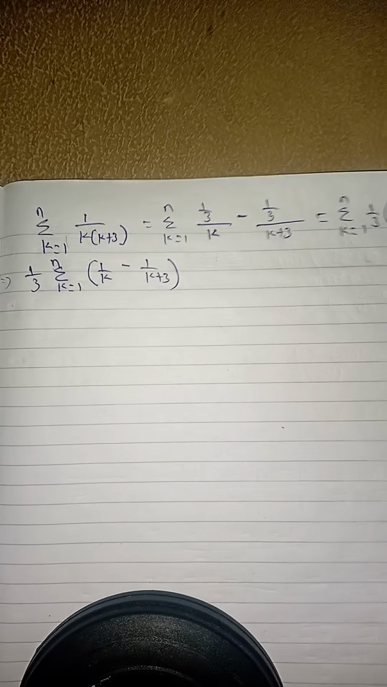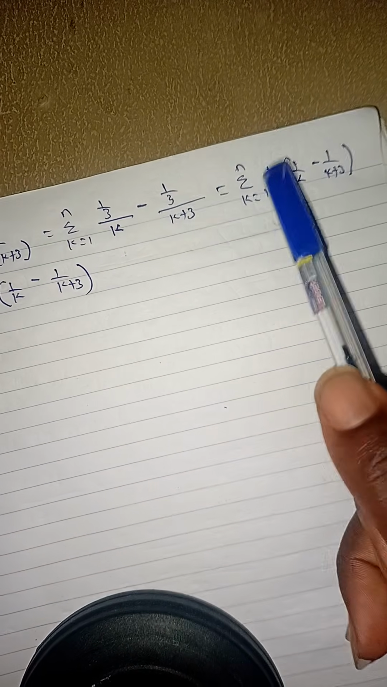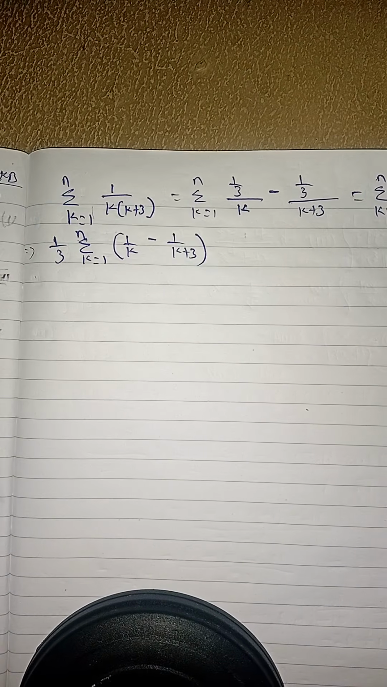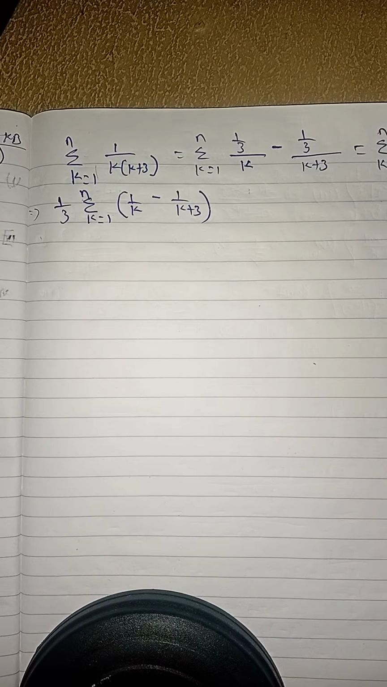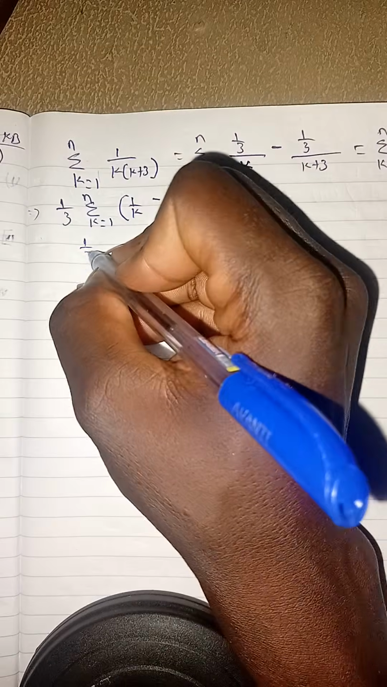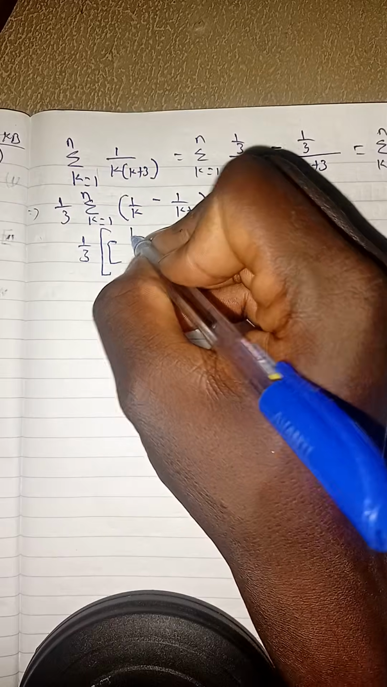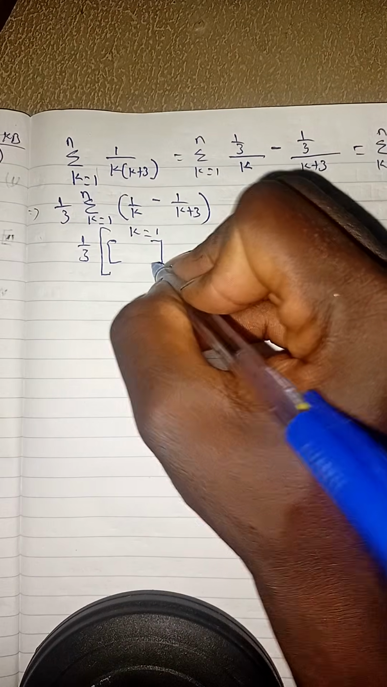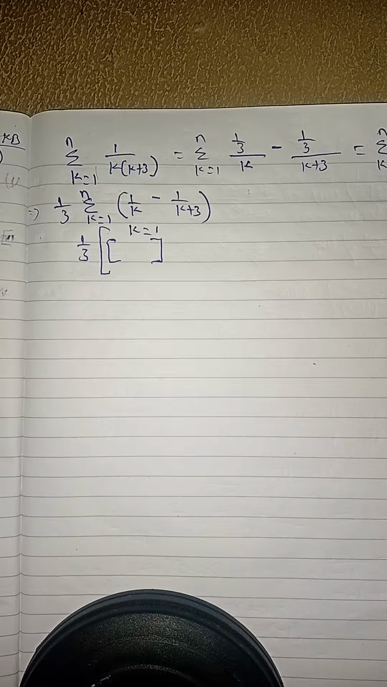So now let's solve the telescopic series. Now I bring down 1 over 3 here. Since it's a constant, I also bring it out here. So that's what we are doing now. This becomes 1 over 3 multiplied by the summation of this as k tends from 1 to n.